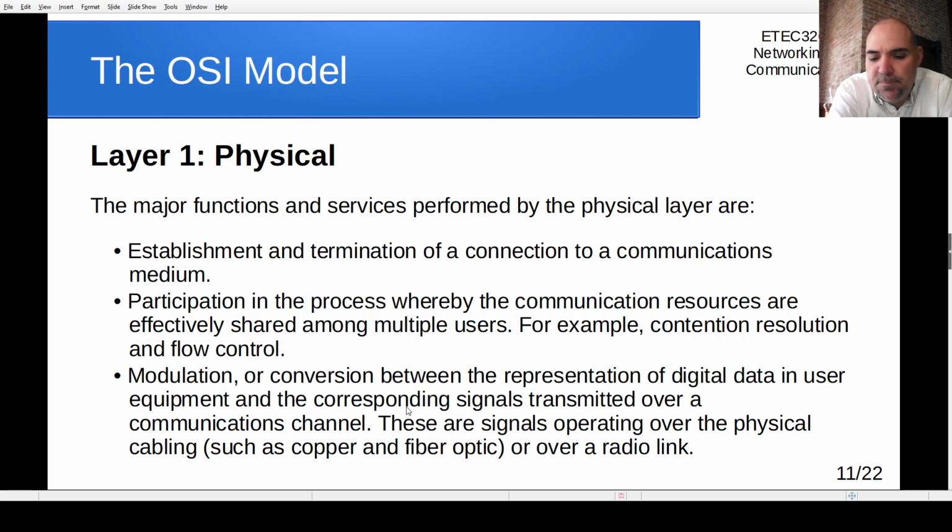of some sort for infrared communication. It could be near field communication with a smartphone. But in other words, the physical layer deals with the actual physics of that and how that thing gets modulated.